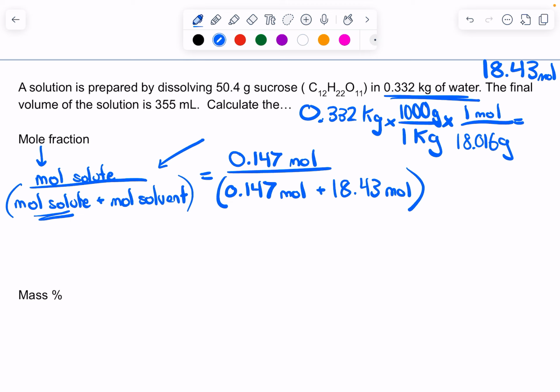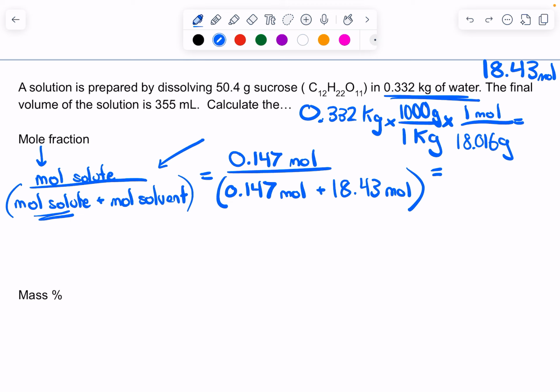Okay. So I figured out the top. I figured out the bottom. And then I'm going to do 1 divided by the other. Please recognize that this doesn't cancel. That is not a thing. That's not how math works. You have to add the bottom. That would only be if it was multiplication. It's addition. So you have to add the bottom together and then divide the top by the bottom. So 0.147 divided by the sum of 0.147 and 18.43.